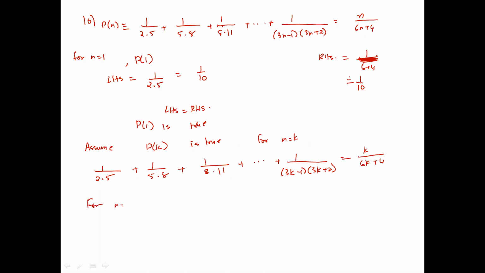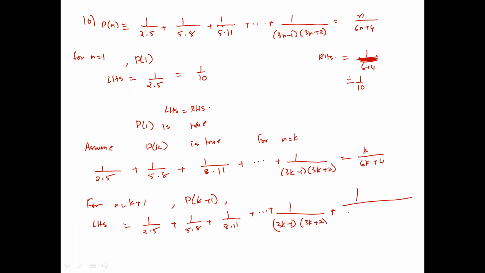Now, for n equal to k plus 1, I will take P of k plus 1, but I will take only the left hand side, that is 1 by 2 into 5 plus 1 by 5 into 8 plus 1 by 8 into 11, and first I will have 1 by (3k minus 1) into (3k plus 2). In the next term I will put k plus 1 for n: 3 into (k plus 1) minus 1 and 3 into (k plus 1) plus 2. This is what I have.